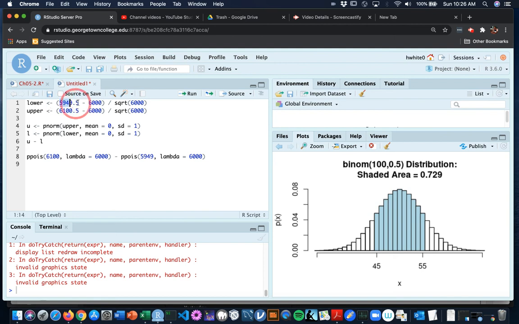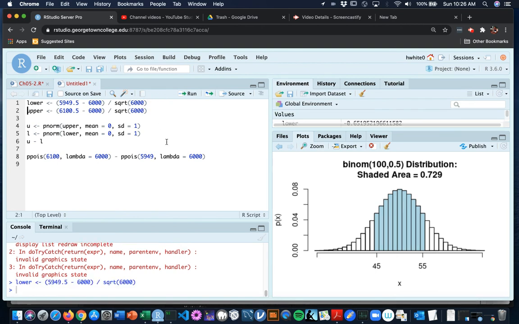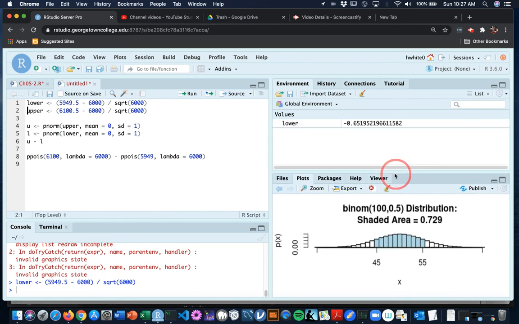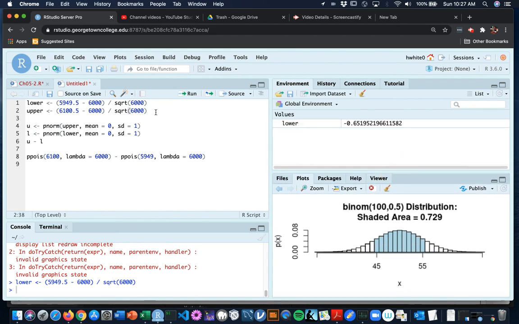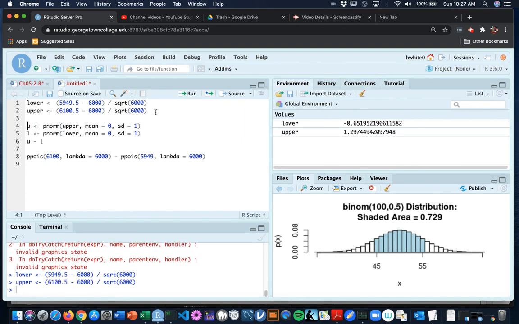The lower was 5949.5 minus 6,000 over the square root of 6,000. Let me compute that. There it is in the global environment. Yep, there we are. The upper is 6100.5 minus 6,000 over the square root of 6,000. There's the upper. And then I want the chance of being less than or equal to the upper in a standard normal. So that's my pnorm: upper, mean is 0, SD is 1. And I'm just going to call that U for short.